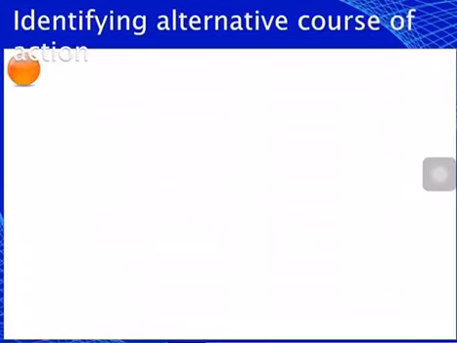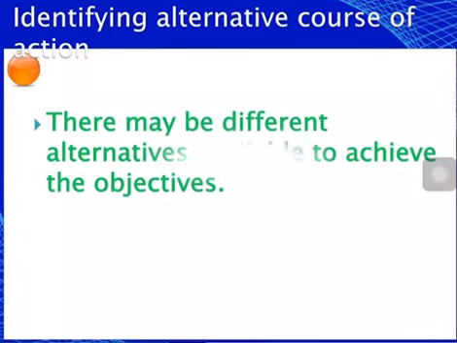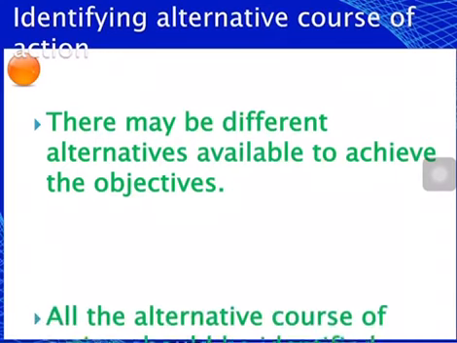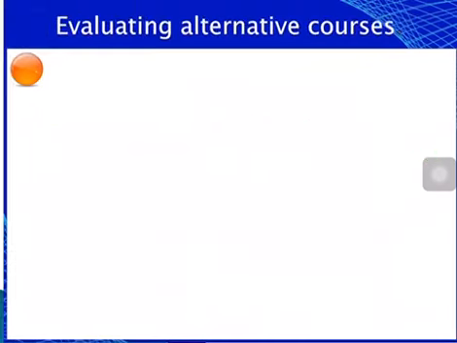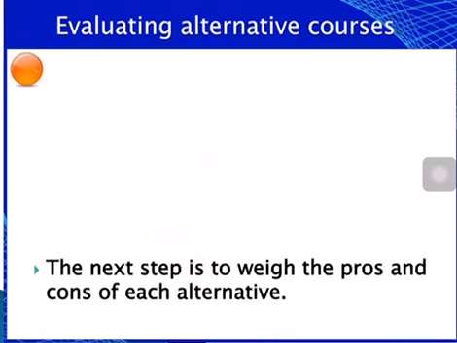Like that, many alternatives are there. Then again, mass advertisement should be given. So all the alternatives should be identified. There may be different alternatives available to achieve these objectives. All these alternative actions should be identified. Then, once the alternatives are identified, the next step is evaluating these alternative courses.